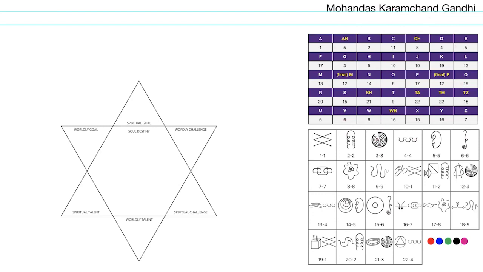And very important that you pay attention within that is that we have some of the numbers or letters that are highlighted in yellow. And these are letter combinations like CH, AH. And there's also a final M and a final P. Now the finals are very important. People miss them out sometimes.